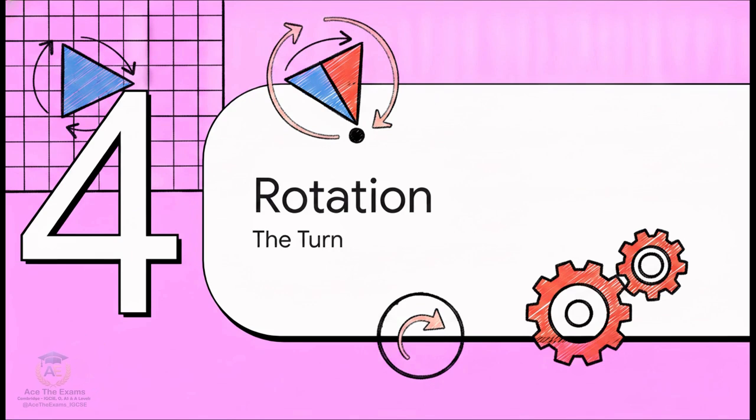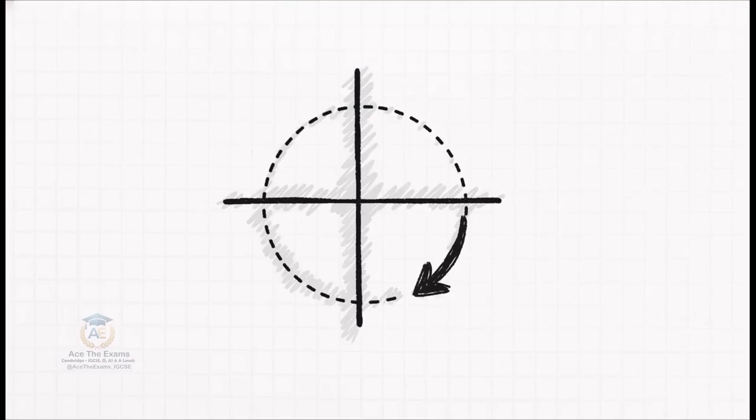Next up is Section 4, rotation, or the turn. Now, unlike the flip of a reflection, a rotation is a very distinct turning movement. But shapes don't just spin around wildly in empty space, right? They turn around a very specific anchor point on the grid. So, when you are asked to describe a rotation, there are 3 absolute non-negotiables you must state to secure full marks. Don't leave any of these out.